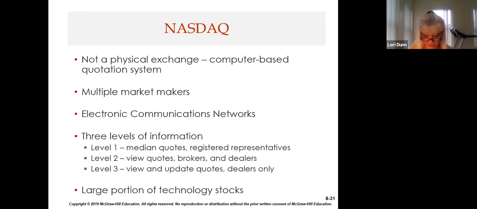It's an over-the-counter. They don't like you calling it that, but it is. Okay, and the market makers, bottom of the page, there we go.